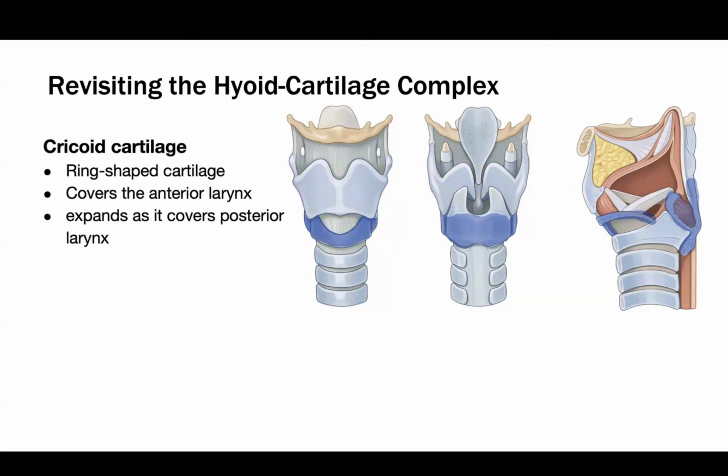The second cartilage that sits right below the thyroid is the cricoid cartilage. It's also a single cartilage, but unlike the thyroid that's open at the back, the cricoid is one complete ring. It's narrow anteriorly, but as we move backwards posteriorly, it's gonna expand. It expands as it wraps to cover the posterior larynx. Think of it like a signet ring, only the gem part is gonna face backwards.